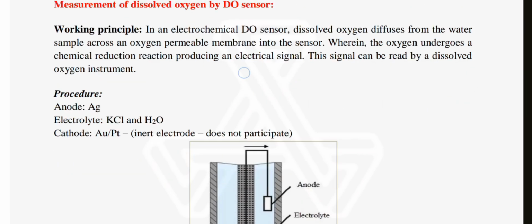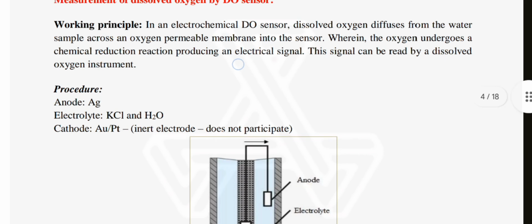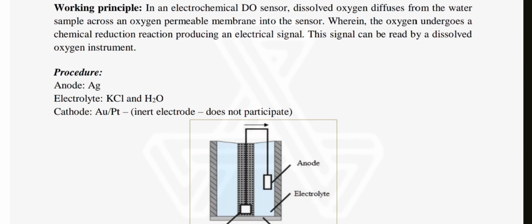Measurement of dissolved oxygen by DO sensor. Working principle in an electrochemical dissolved oxygen sensor. The dissolved oxygen diffuses from the water sample across an oxygen permeable membrane into the sensor, wherein the oxygen undergoes a chemical reduction reaction producing an electrical signal. This signal can be read by a dissolved oxygen instrument.